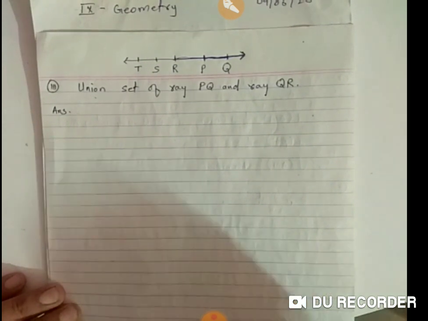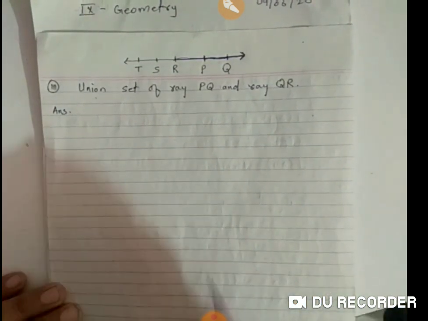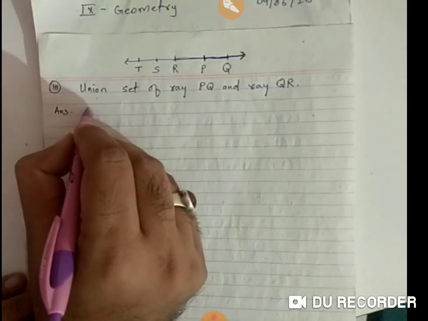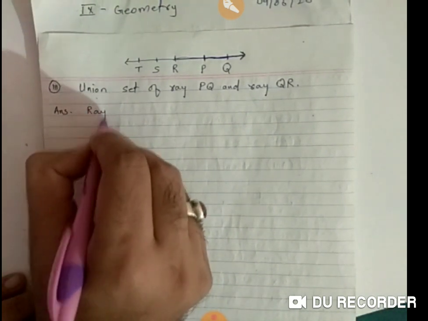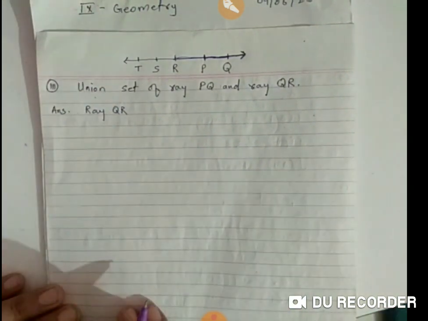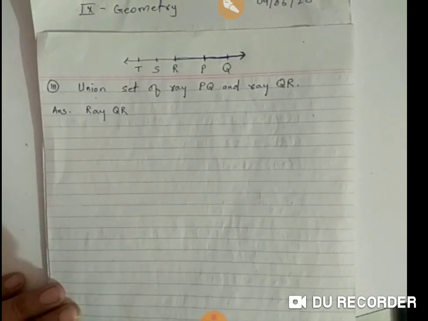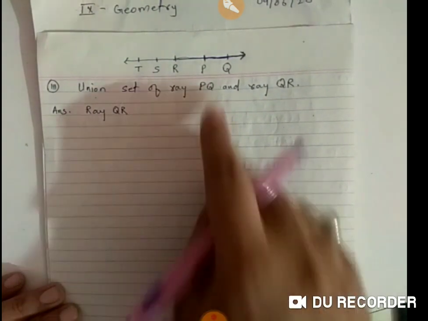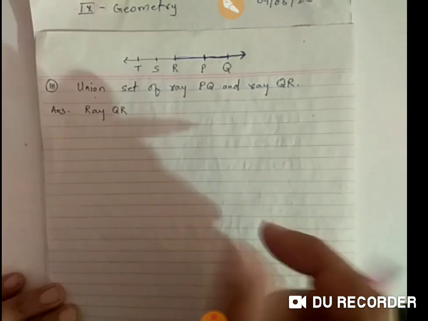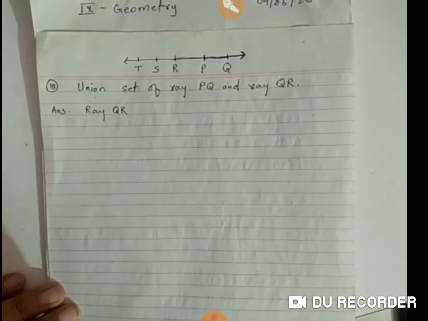In that case, the answer for this question is ray QR. Ray QR is the complete union set of ray PQ and ray QR, because in a union set we take the common elements as well as the uncommon elements of both the sets.